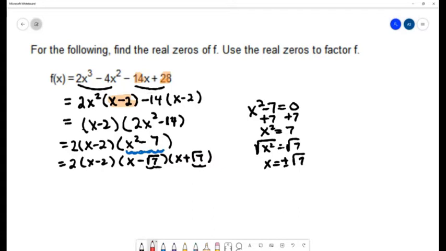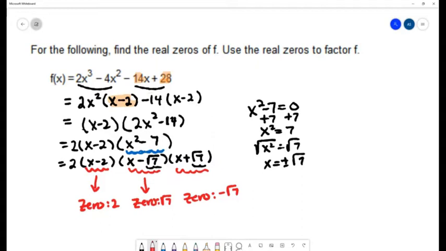So we have a factor of x minus 2 and a zero of 2. We have a factor of x minus square root of 7, and that's a zero of square root of 7. A factor of x plus square root of 7, and that gives a zero, which is negative square root of 7. So we've got 3 zeros of this polynomial, and in factored form, that's 2 times x minus 2 times x minus square root of 7 times x plus square root of 7.